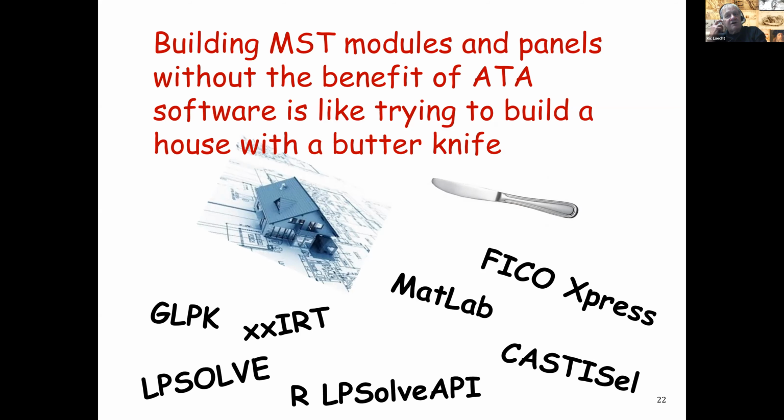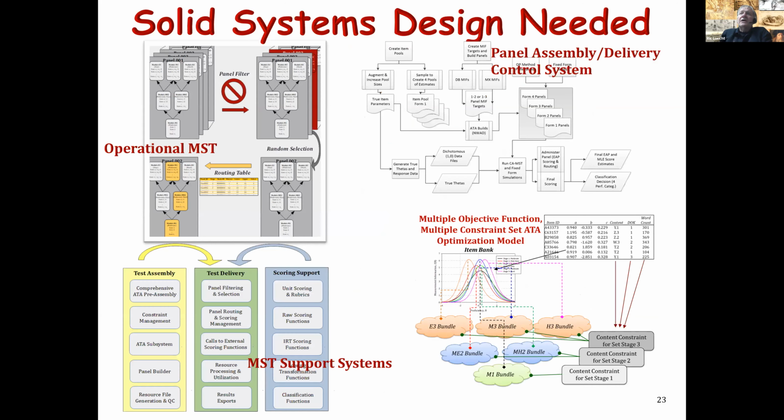Cast-iCell was the software I originally did, and there's some new versions I've been doing that use a heuristic. Some groups are now moving to tools like FICO Express, which is an online optimization engine that can actually work off the cloud. And then there's also CPlex and some other tools out. But again, pick one, kind of build the systems around it.